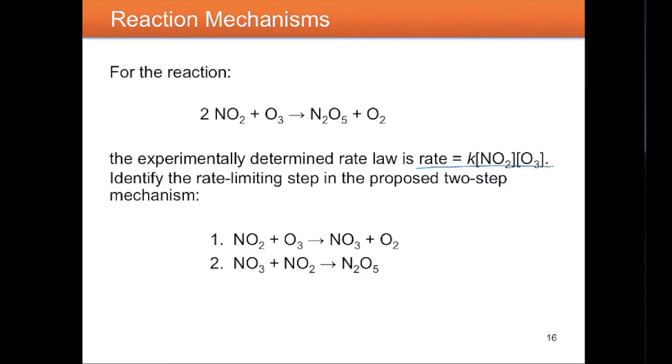And we're asked to identify the rate limiting step, or the rate determining step, in the proposed two-step mechanism. So this is a fairly simple question. I think by now you should be able to do this. Okay, so we're looking for NO2 and O3 in one of the elementary steps. They're both first order in the rate law, and they both have a stoichiometry of 1 in front of each of them. So the rate determining step in this case is step 1.